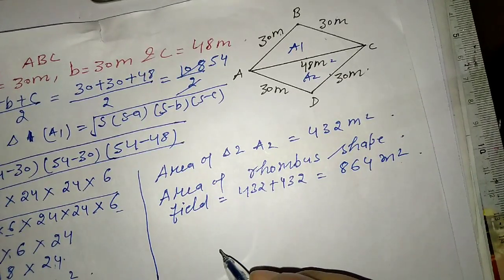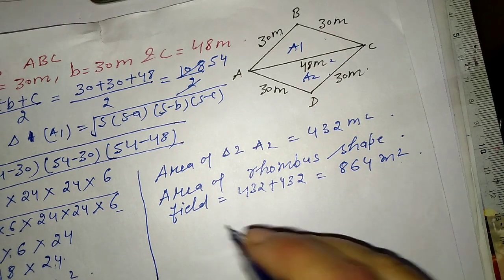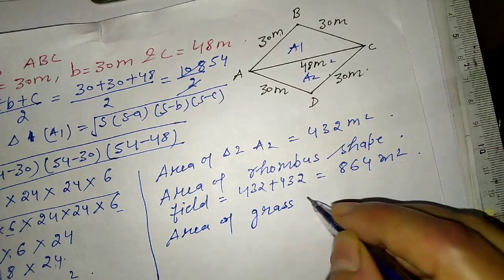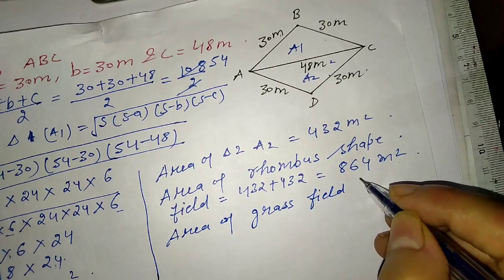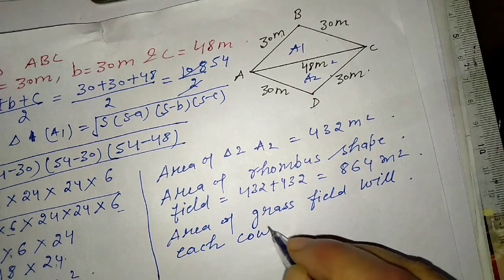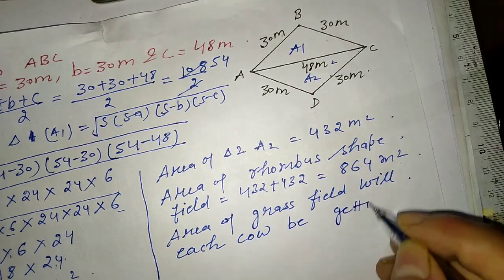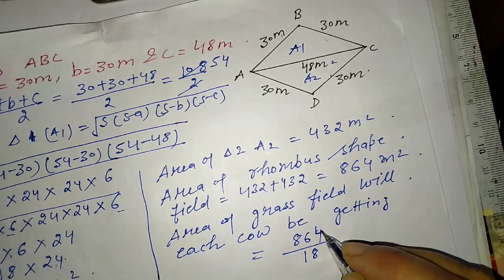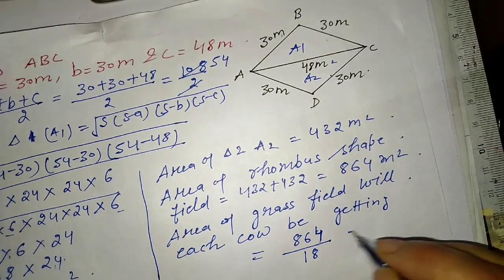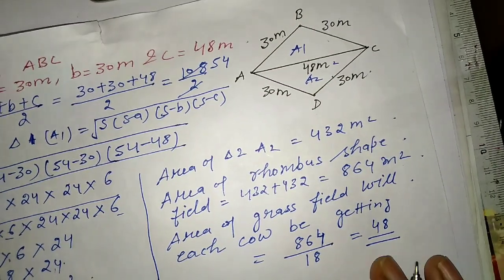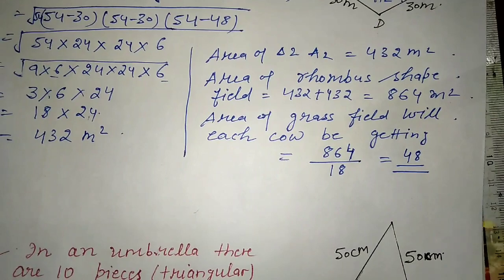Now how much area of grass field will each cow be getting? Area of grass field each cow will be getting is equal to 864 divided by 18, because there were 18 cows. So we have 18 4s and 18 8s, that is 48 meter square. Okay. Now the next question is there. You can do this question easily.